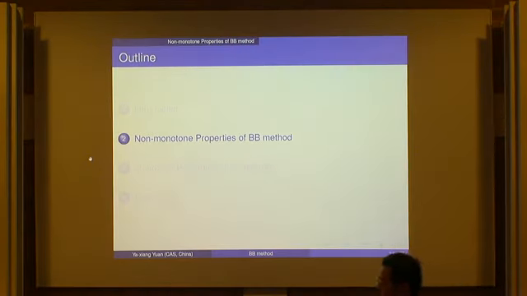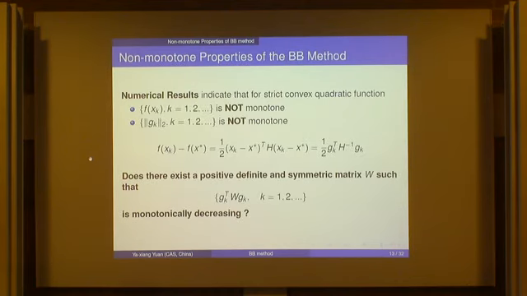Now I'll go to the technical details. First of all, we look at the non-monotone property of the BB method. For the numerical results, you just program the algorithm and apply it to any randomly chosen convex quadratic function, and you will find the function value is not monotone, and the residual of the gradient is also not monotone.